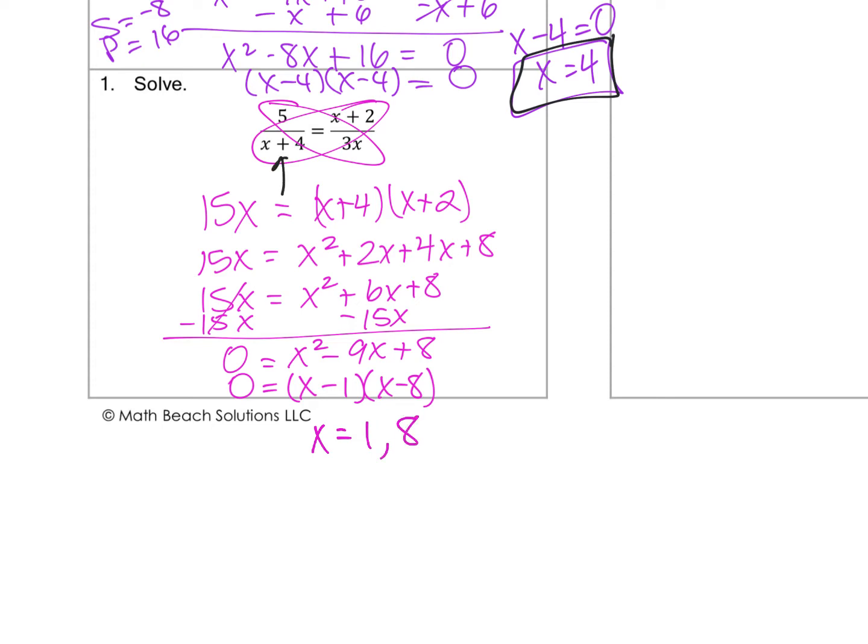Looking at your excluded values, x could not equal -4. And then 3 times what? So 0. Anytime it's just one term and you have a variable, 0 would cause that to be 0. So both of those are good solutions. So if it happens to be one of your excluded values, make sure you're not including it in your solution.